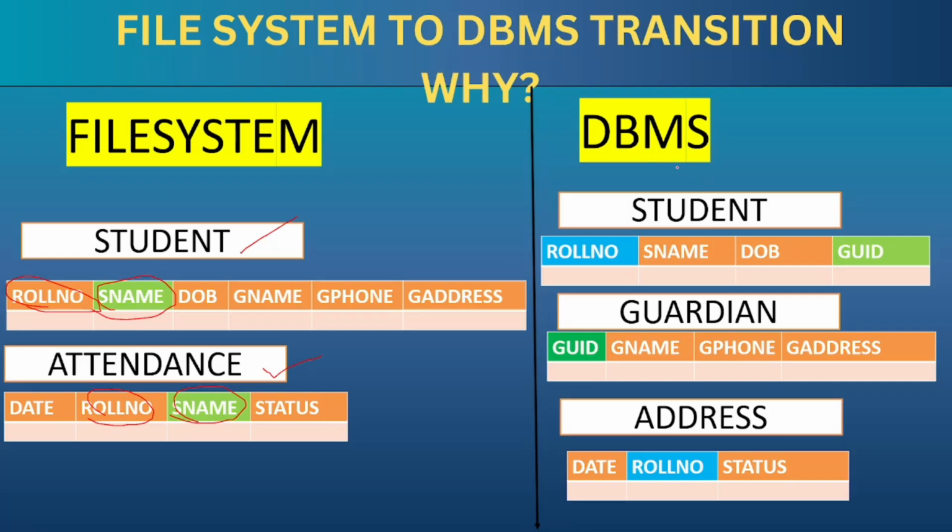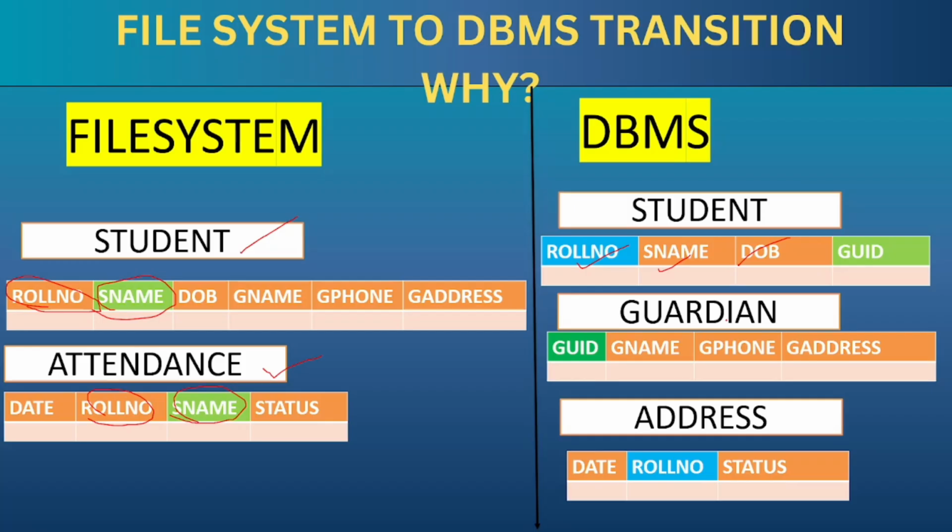So in DBMS, how can I prepare the table? I'll tell you. For the student table, I have to mention roll number, student name, date of birth, and the G name, G phone and guardian address. I'm planning to prepare a different table. What is the reason? Sometimes in a class there will be siblings, and the guardian will be the same, so again the repetition is happening.